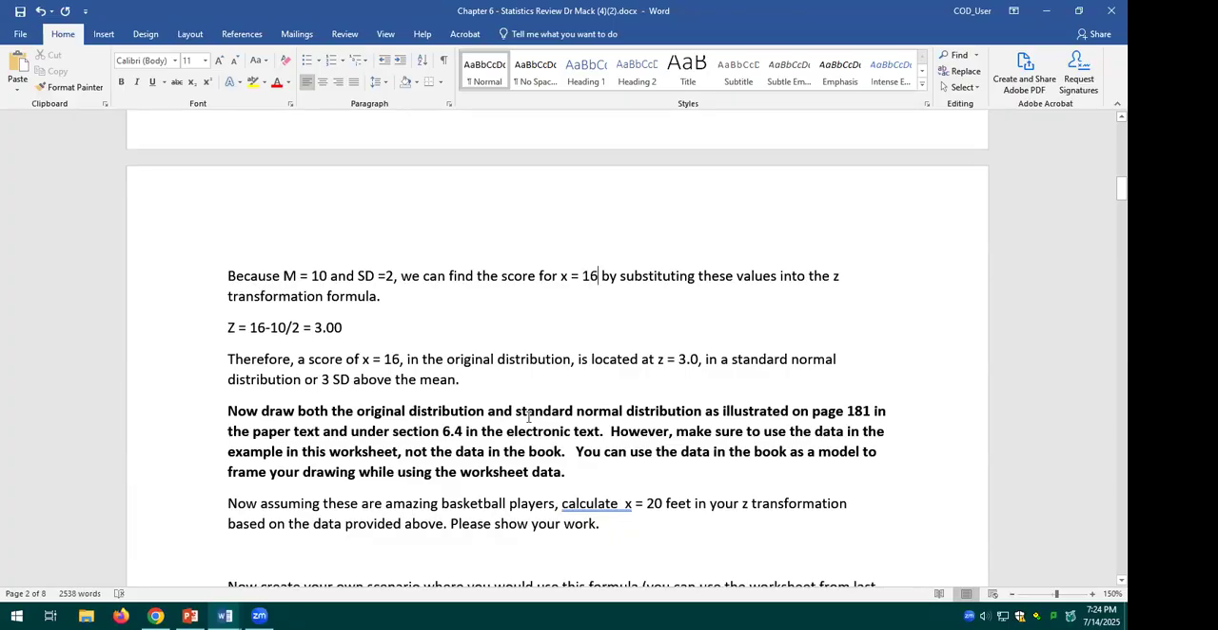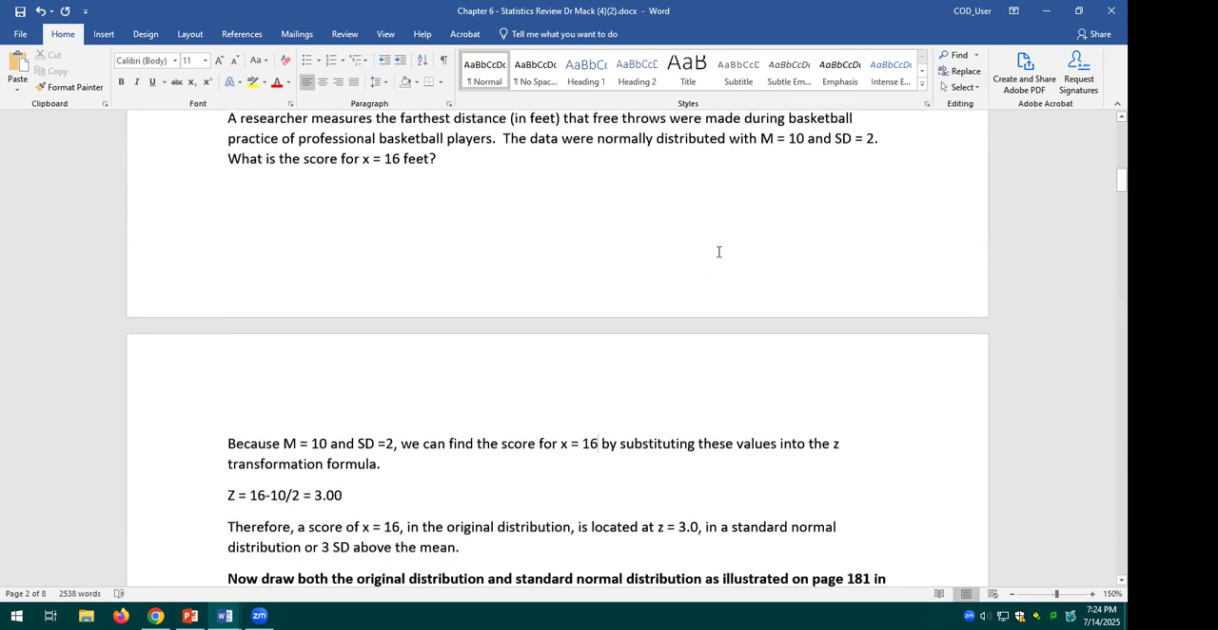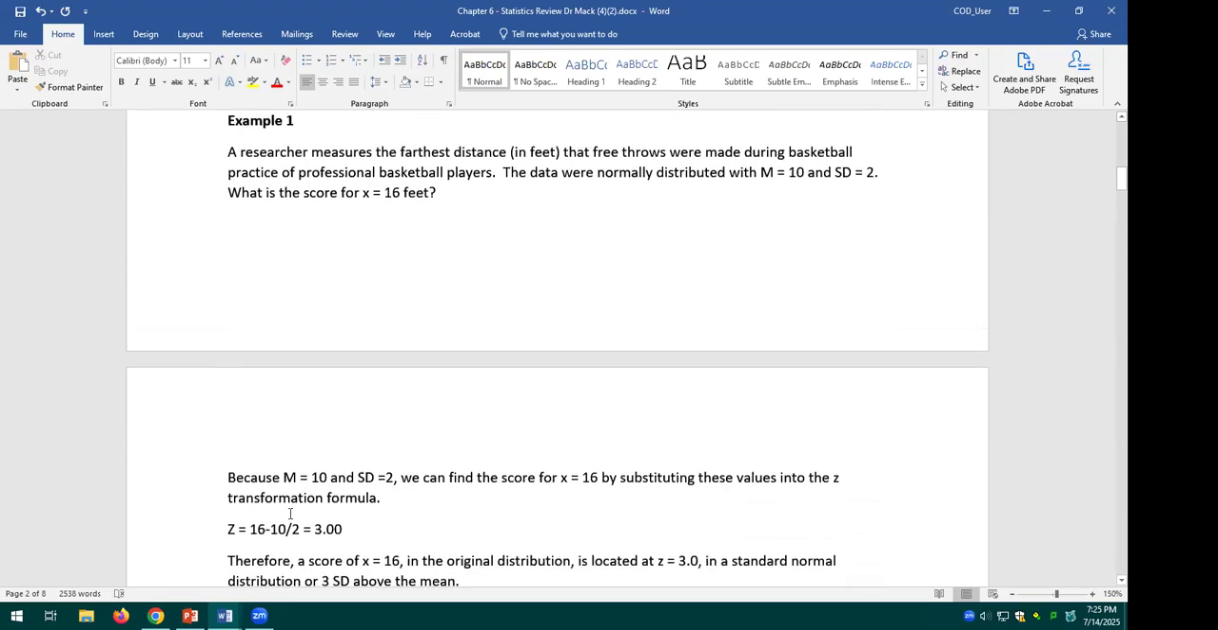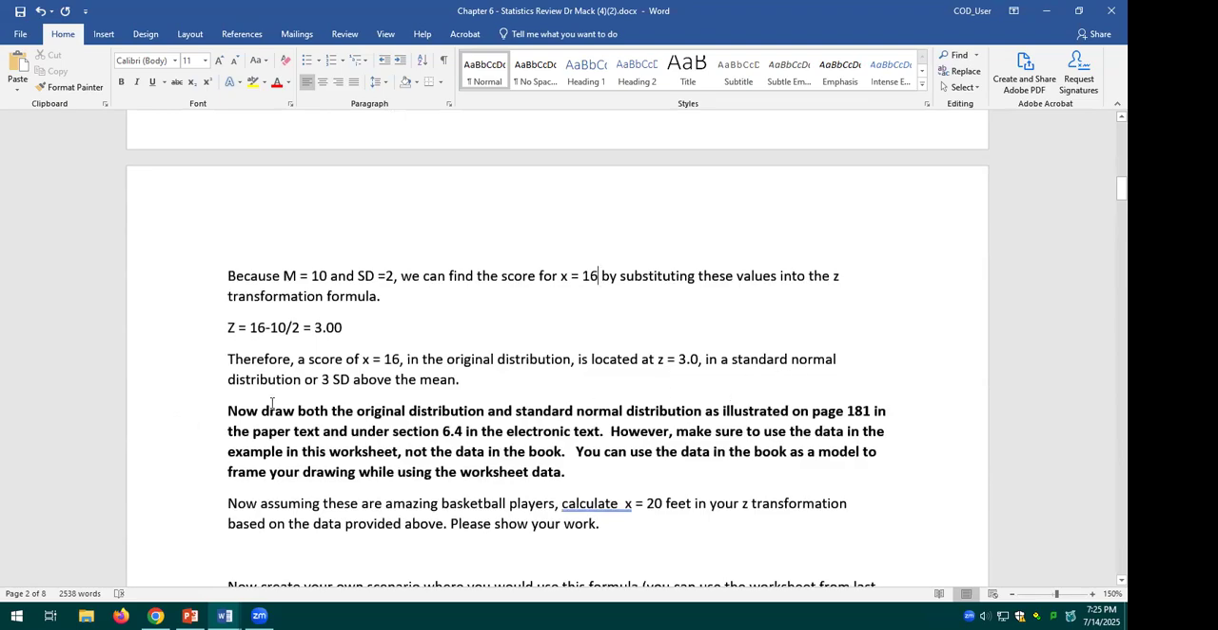By substituting these values into the Z transformation formula: 16 minus 10, okay, that was our mean. That's x minus m, divided by the standard deviation of 2, which was given to us, is 3. Therefore, a score of x equals 16 in the original distribution is located at z equal to 3 in a standard normal distribution, 3 standard deviations above the mean.